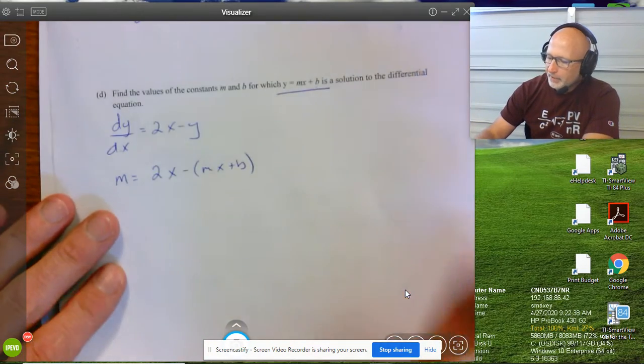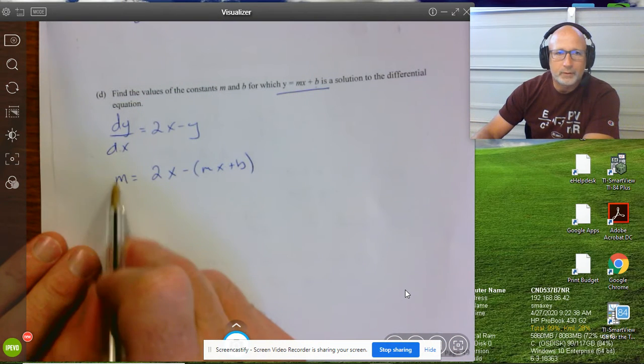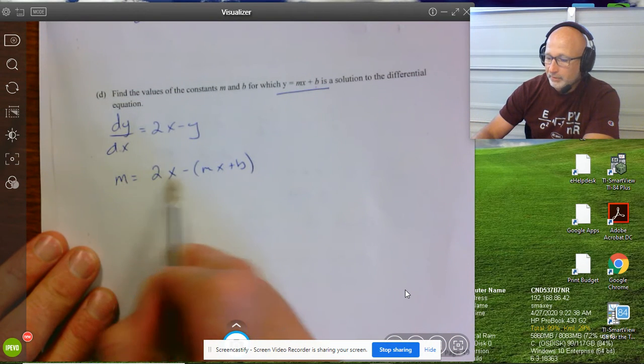Okay, so the key to doing this is noticing that there aren't any x's on this side of the equation, but there are some x's here.